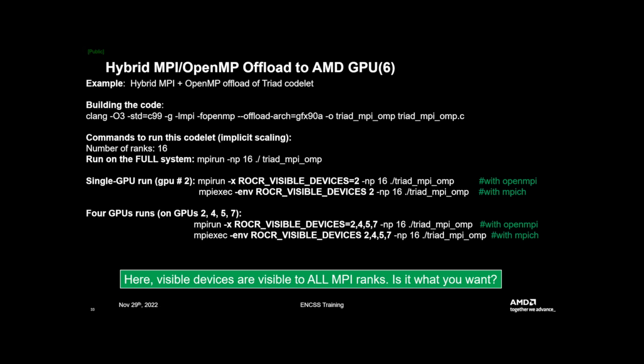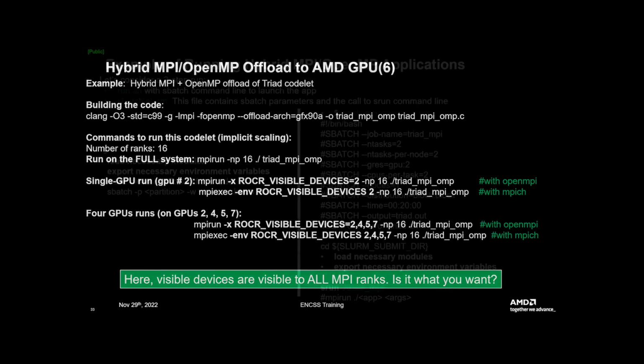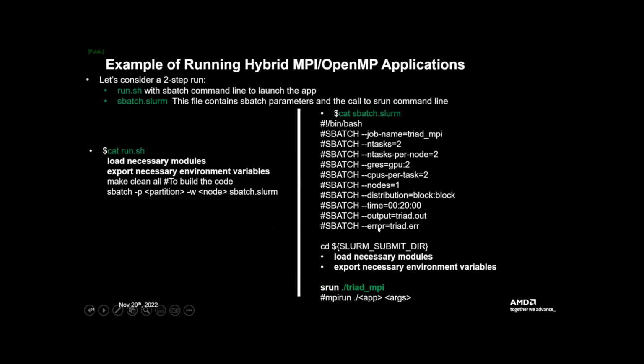But keep in mind that when you use ROCR_VISIBLE_DEVICES, all visible devices are visible to all MPI ranks. So is it what you want? If it is not what you want, that is fine. You can still use the srun capabilities. Slurm has a set of features that enable running hybrid applications easily. You just submit your job, you specify what you need exactly, and Slurm will take over the rest.